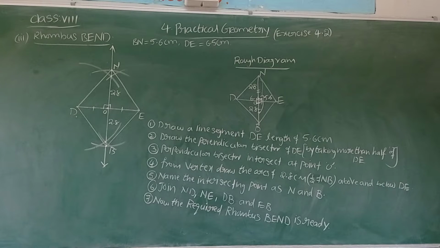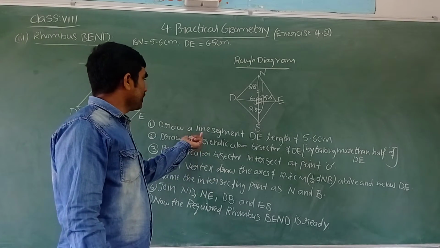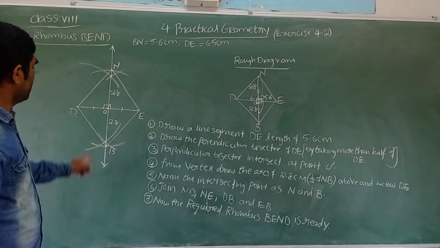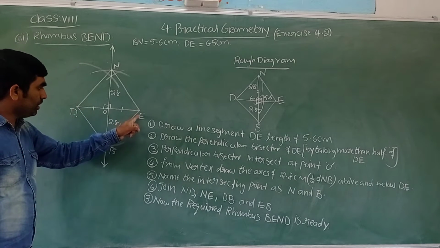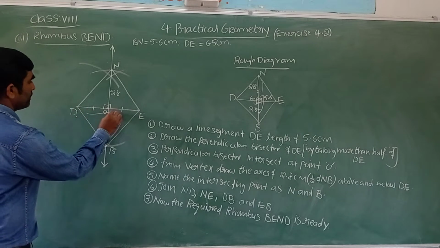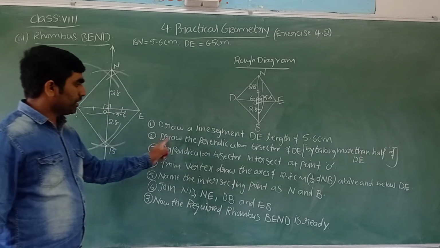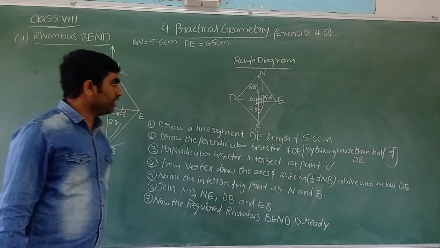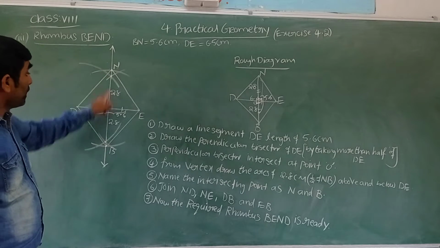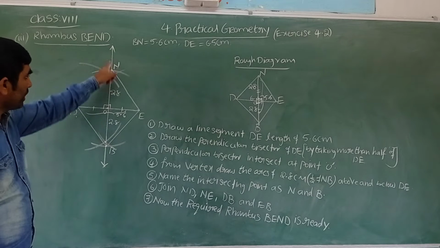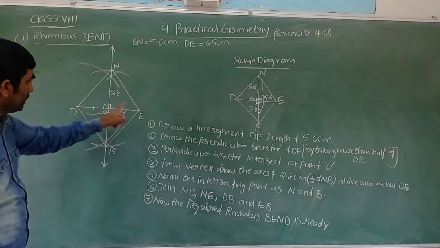Yes, after the construction, we need to write the steps also. So first, draw a line segment DE of length 5.6 centimeters. I took one line segment DE whose length is 5.6 centimeters. Draw the perpendicular bisector of DE. As we know, diagonals perpendicularly bisect each other in a rhombus, so draw a perpendicular bisector on DE.